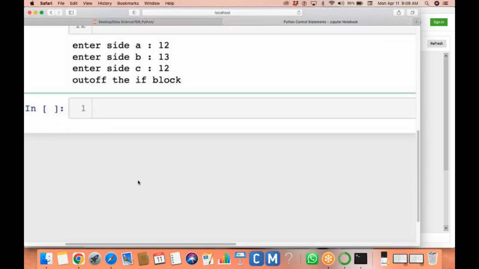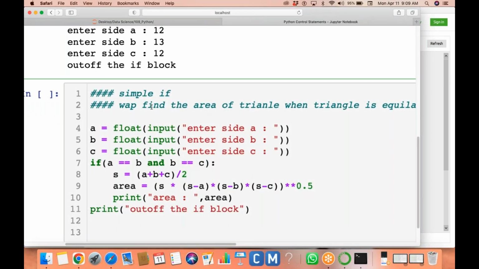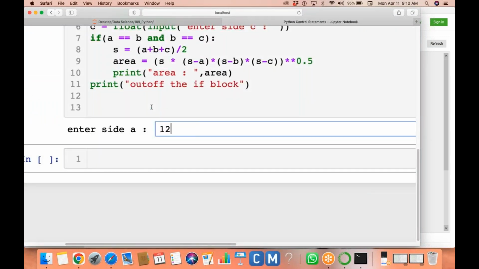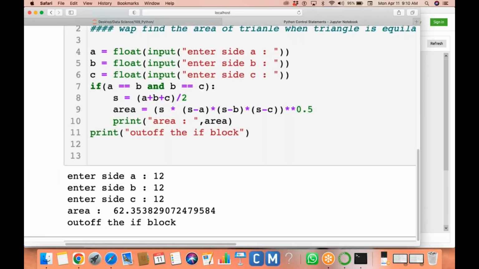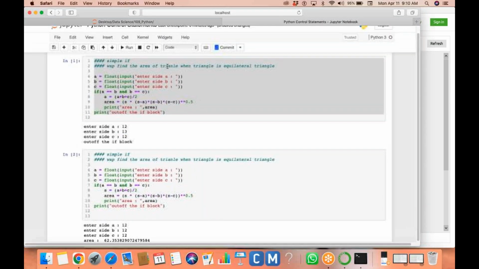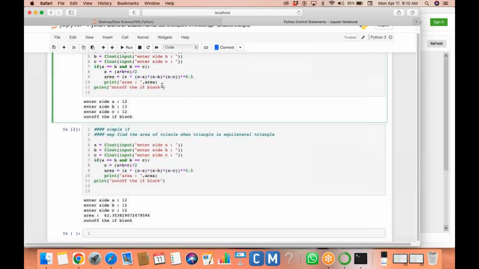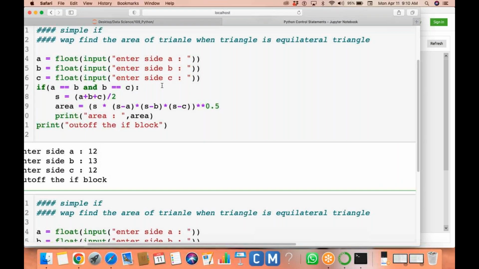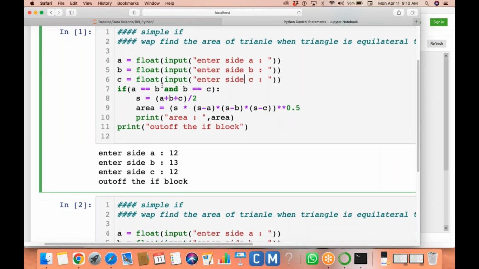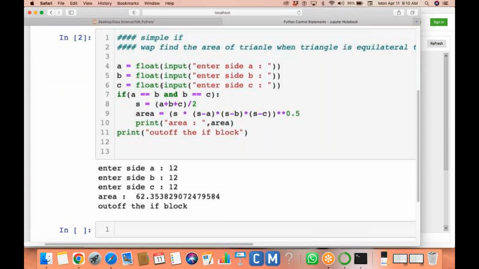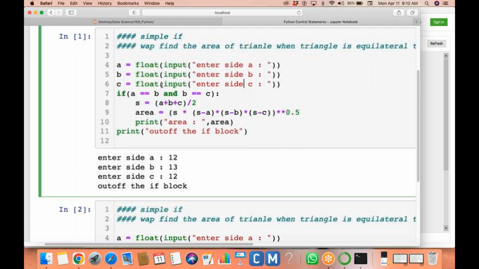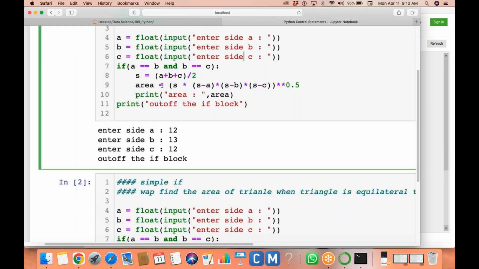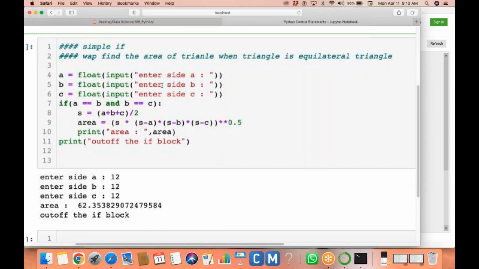Okay, let me go with the same program, but this time I enter the same value. In this particular situation, I can find the area. Otherwise, it could not find it. I hope you understood, right? So for the first example, same program, but I gave different inputs. Same example, but I gave equal inputs. In that situation, I can get the area of the triangle. And if I give any one of them different, then it does not find the area of the triangle. Okay, can you please note down this particular program?